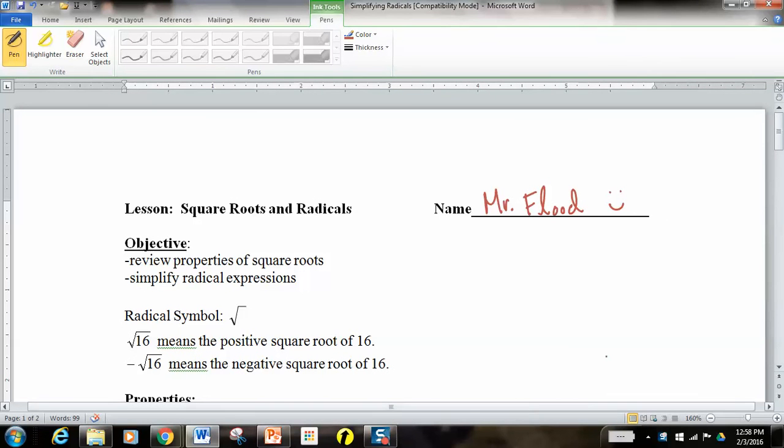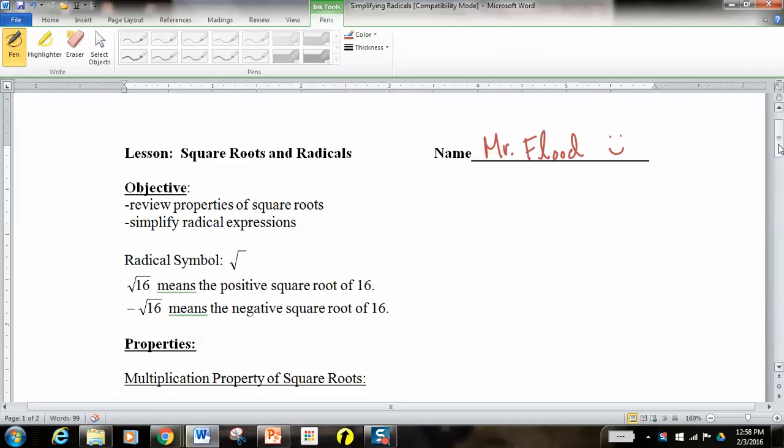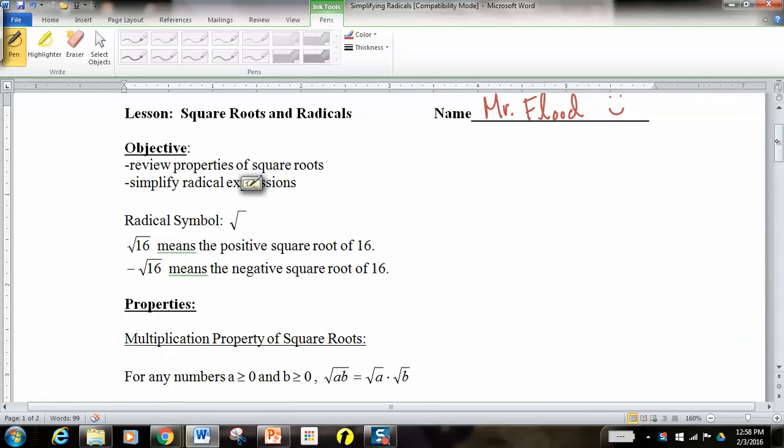Okay, so we're going to go ahead and do a quick lesson about simplifying square roots and radicals. Our objectives here are to review the properties of square roots and to simplify radical expressions. First things first, we want to know what this radical symbol looks like, and you've seen it before.